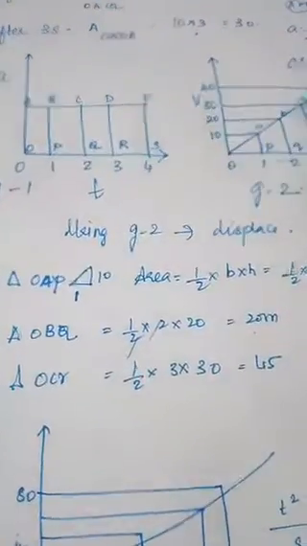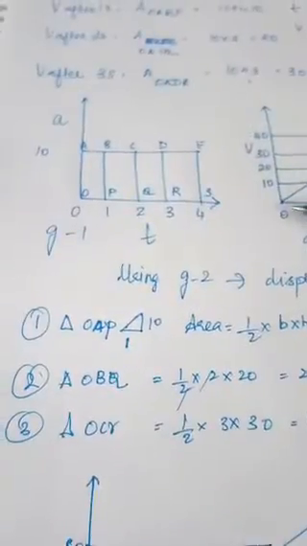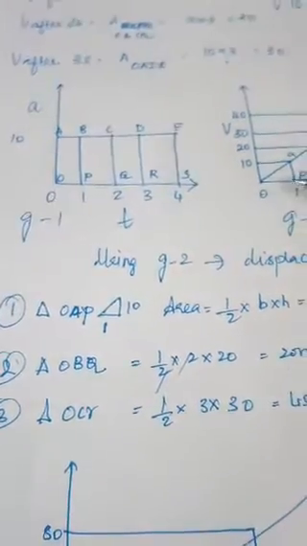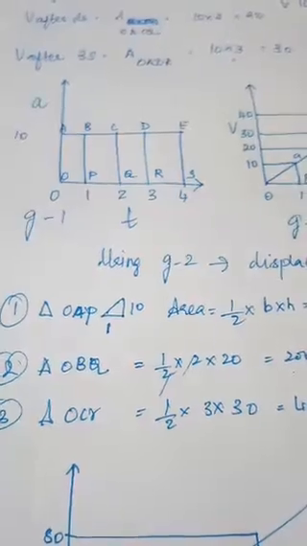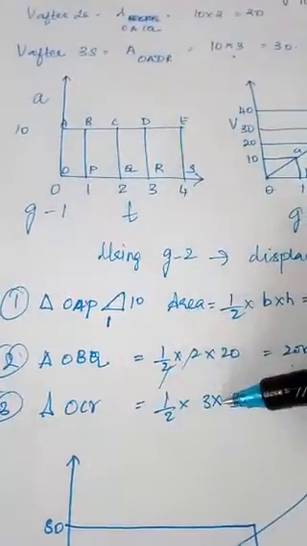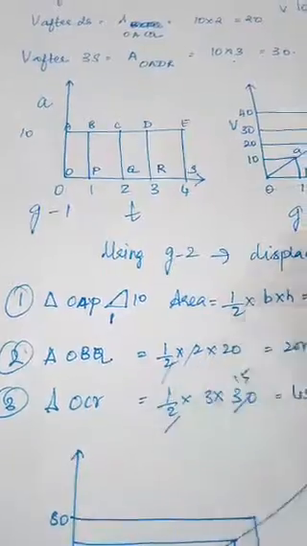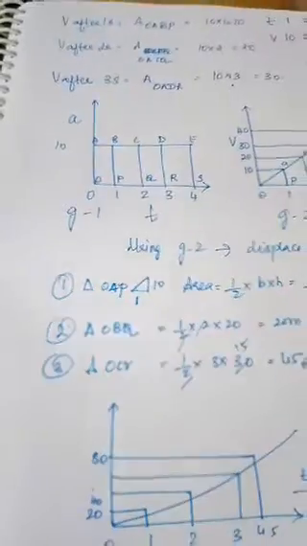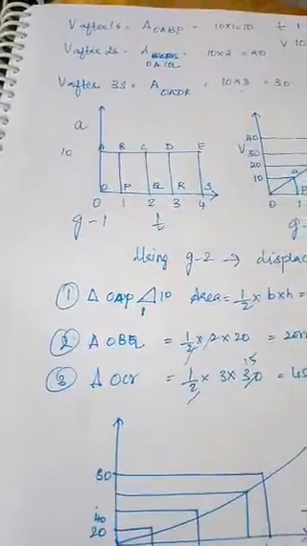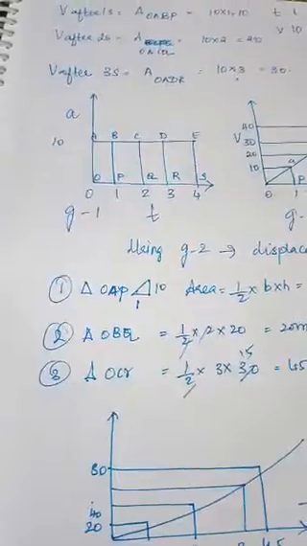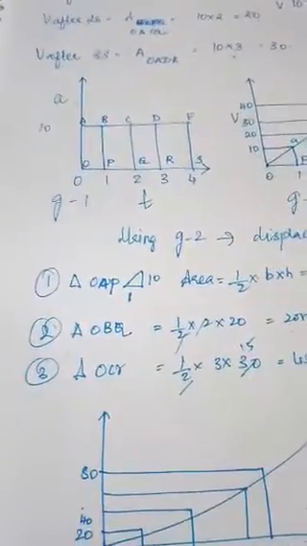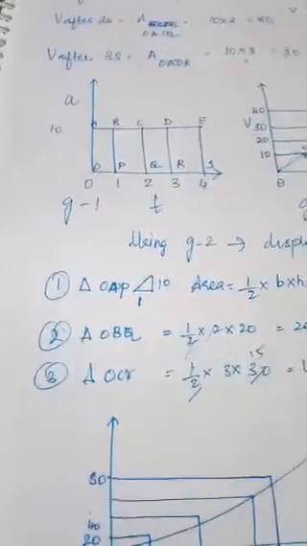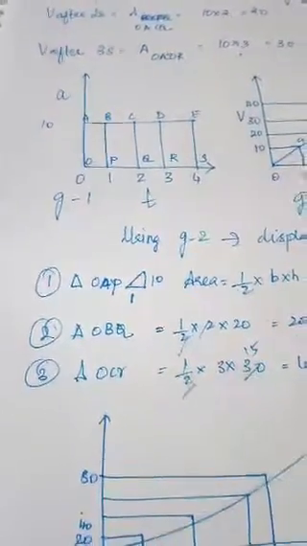Similarly for the next triangle, you will get OCR. So OCR, base is 3, height is 30. Therefore half into 3 into 30, if you cancel this, you will get 45 meters. So once you look into it and plot this, you will find your time is actually appearing in terms of square. You will always find your time appearing in terms of square. So it comes just from your formula.